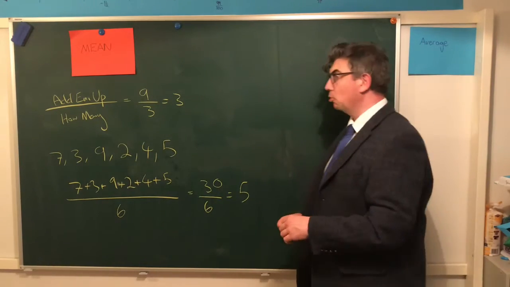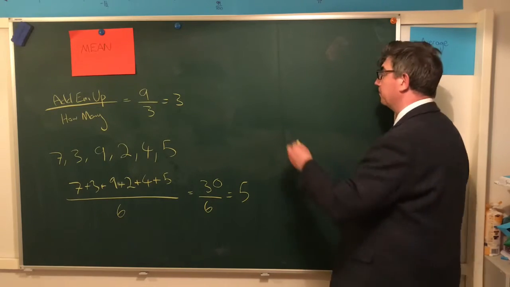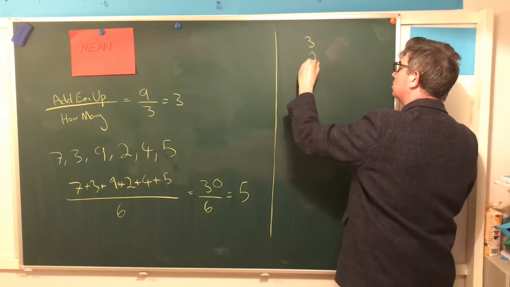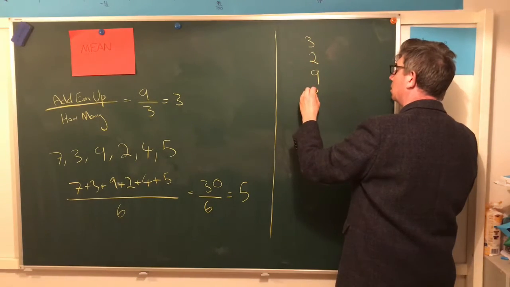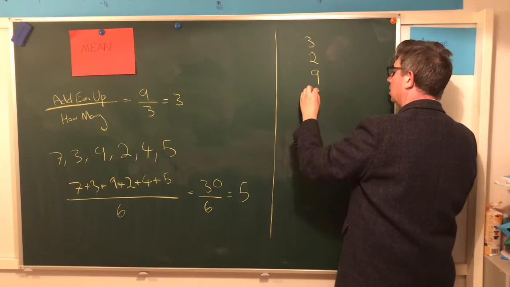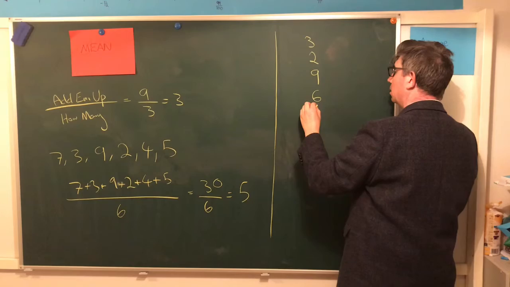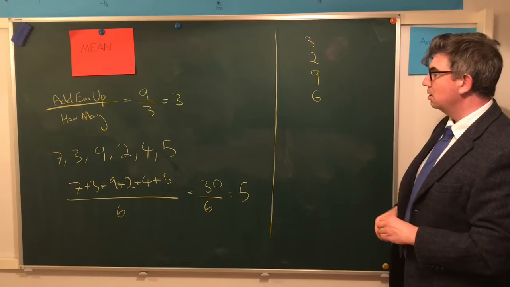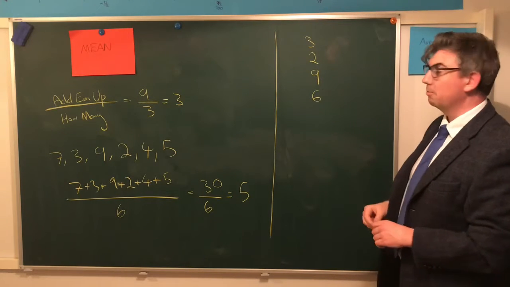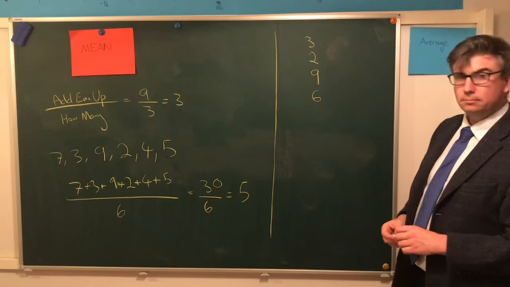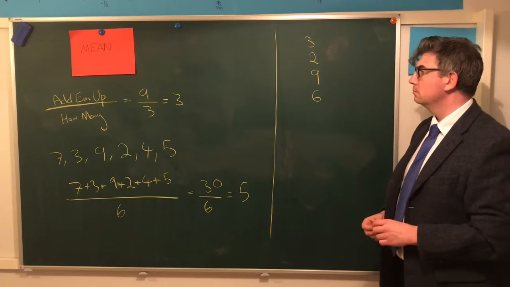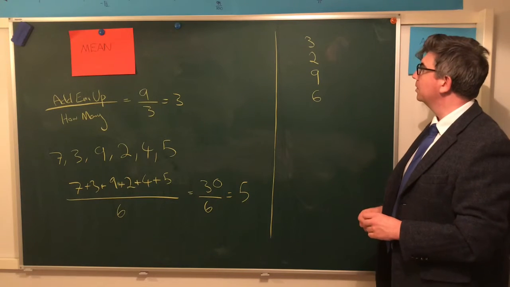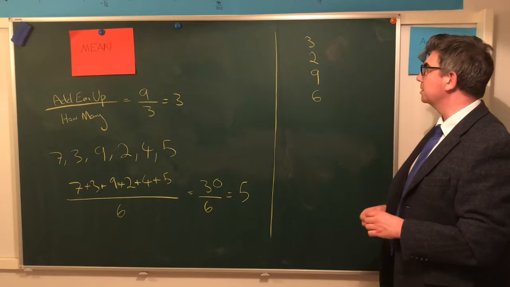I'll just take a data set up on the board and you guys might work out the mean of it now for me. Okay, so that's a data set there. So it's 3, 2, 9, 6. Work out the mean of this data for me. So you can pause the video now and come and press play when you're done. I'll obviously work straight away at it.